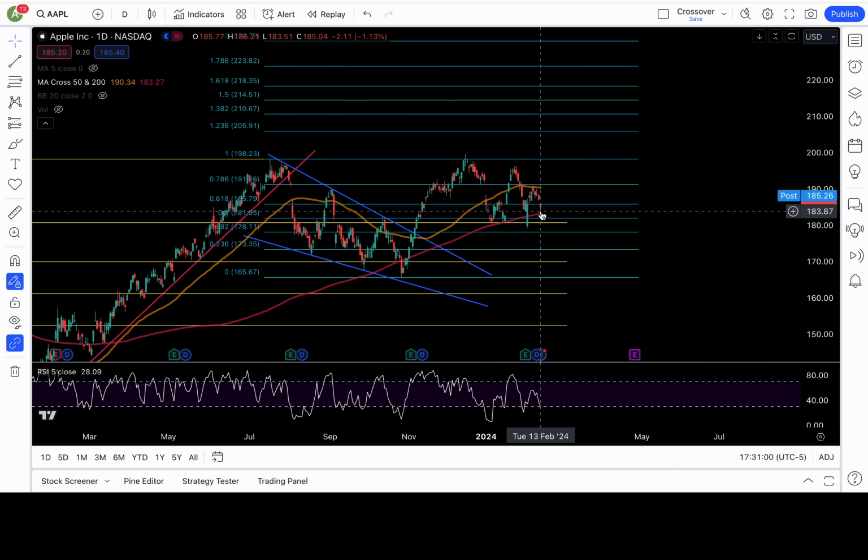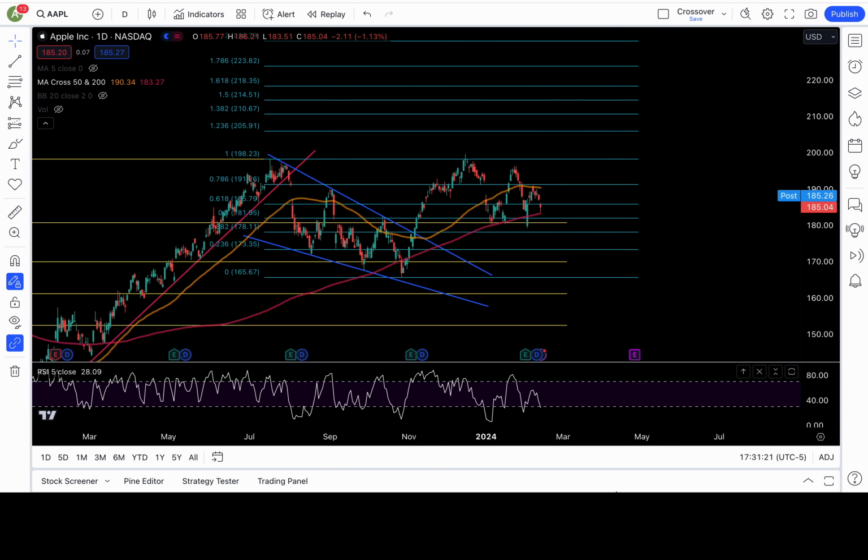Apple once again retesting that 200 daily moving average as a support after rejecting from the 50. What is going to happen next? For me to trust this bounce, 185.8 must clear to give us more upside to fill the gap around 187-ish and maybe retest the 50, which is around 190-ish, okay?